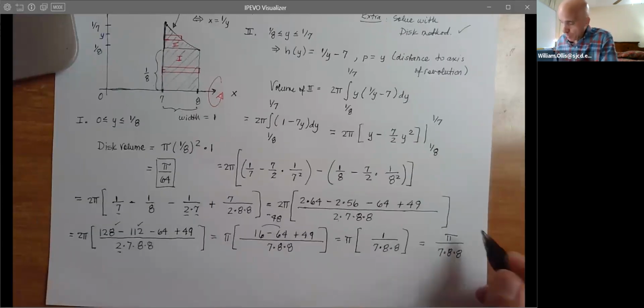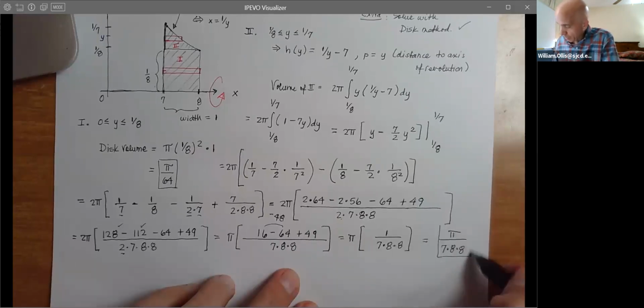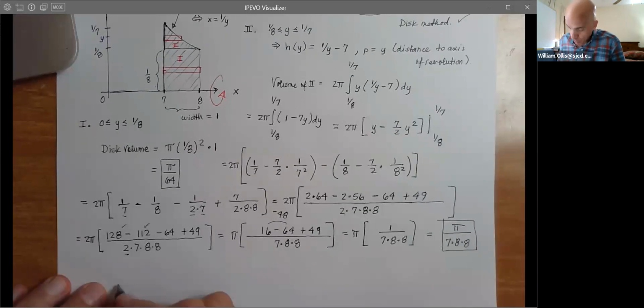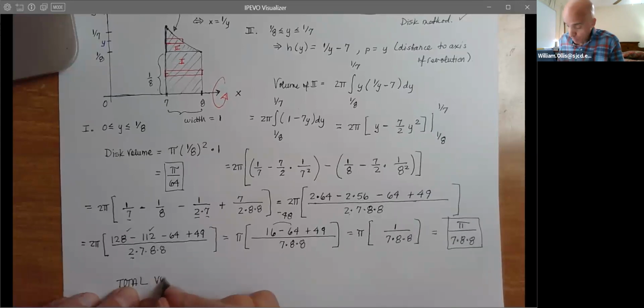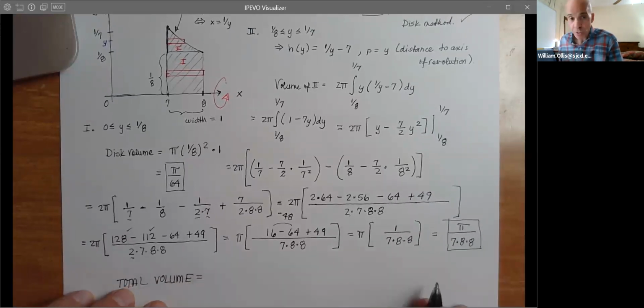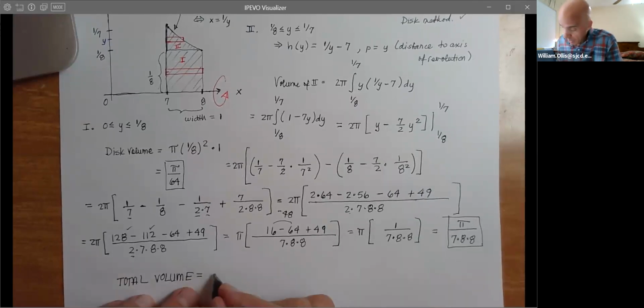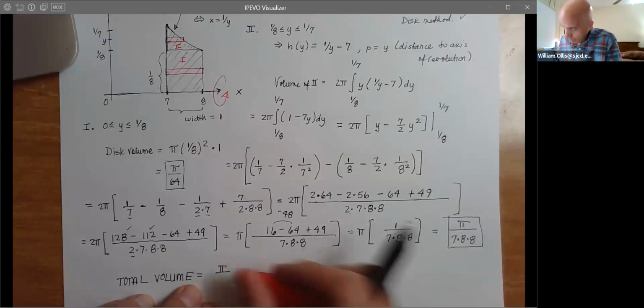So now that's part 2. So right there. And so when we add, I'll say total volume. This is just an exercise in arithmetic, which is really all we've been doing from the first day. So we get pi, and I'll go ahead and write this as 8 times 8. Well, not 88. Put a little dot in between.